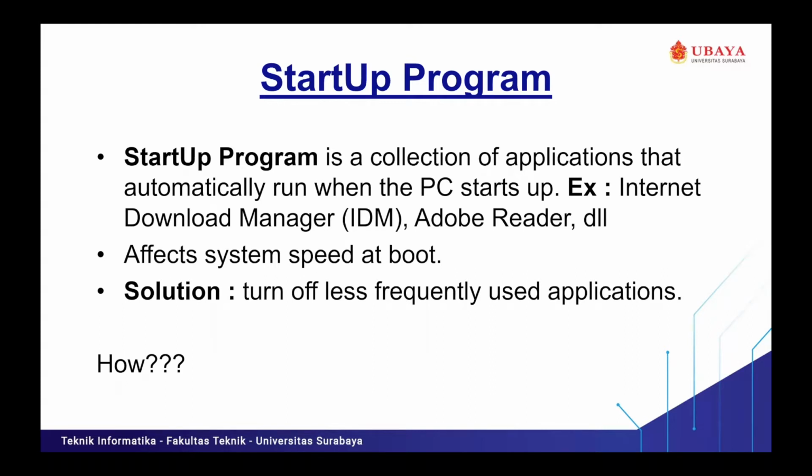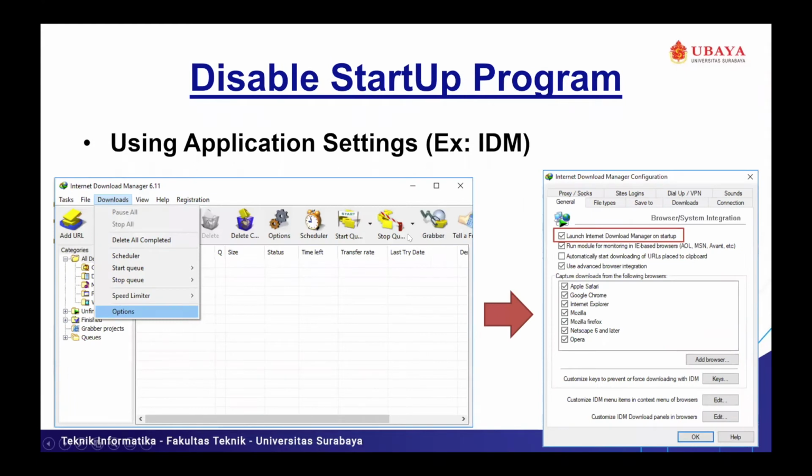So if you have many programs in the startup program, it affects your computer speed when your computer is booting. So the solution is you can turn off less frequently used applications. For example, if I have Internet Download Manager, I can set IDM to not launch Internet Download Manager on startup. So I will not use this program as a startup program when my computer is booting.